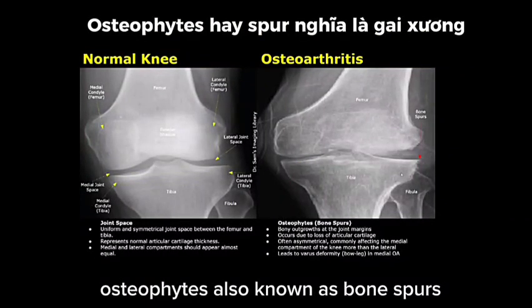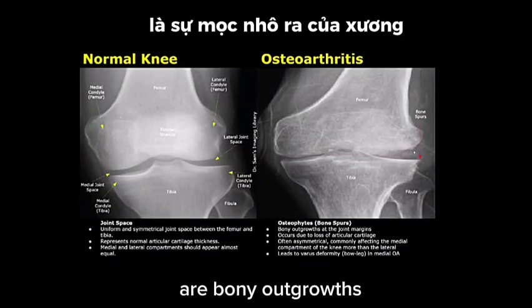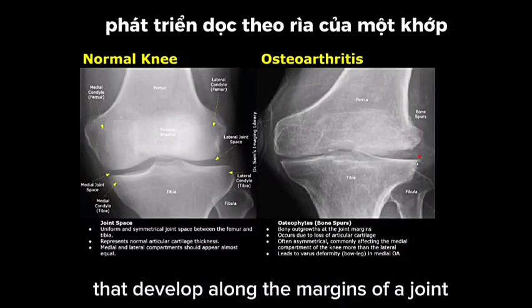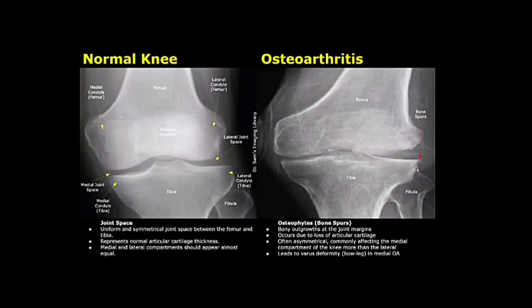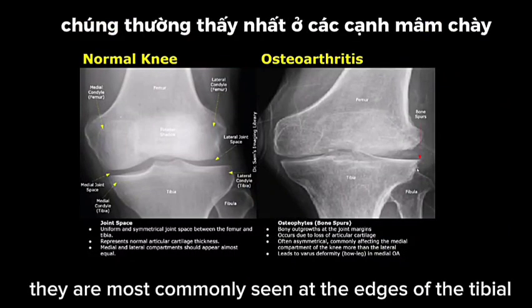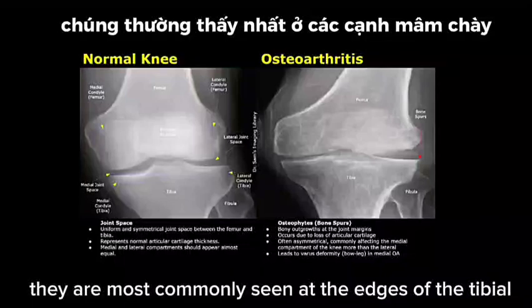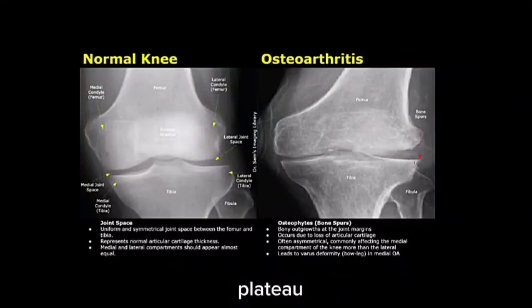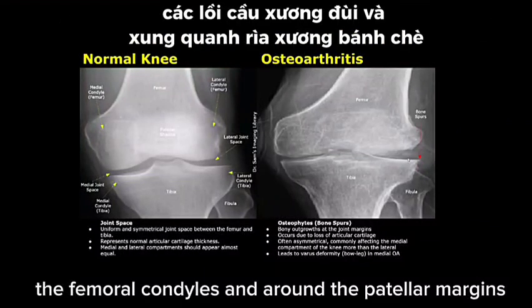Osteophytes, also known as bone spurs, are bony outgrowths that develop along the margins of a joint. In the knee, they are most commonly seen at the edges of the tibial plateau, the femoral condyles, and around the patellar margins.